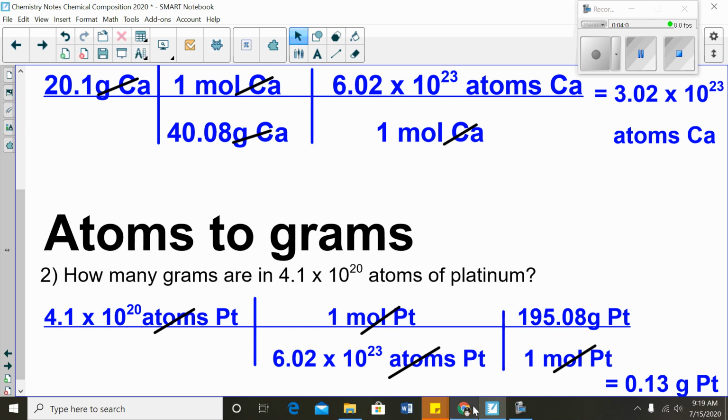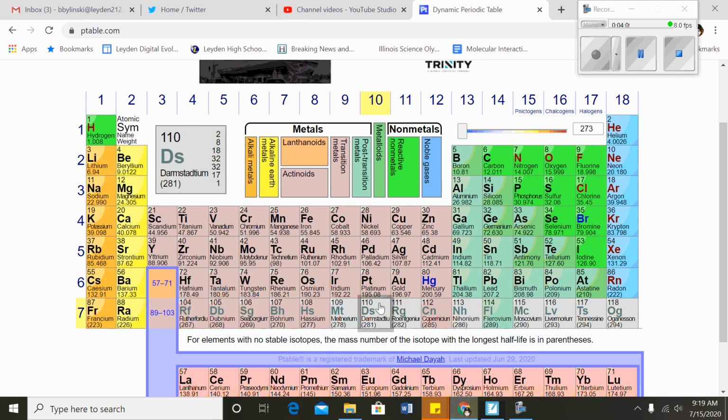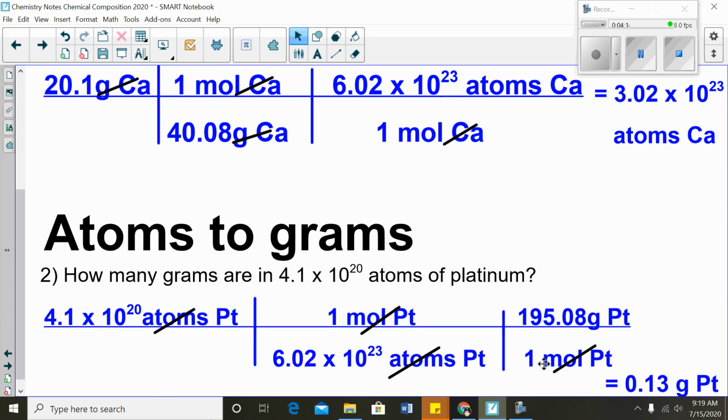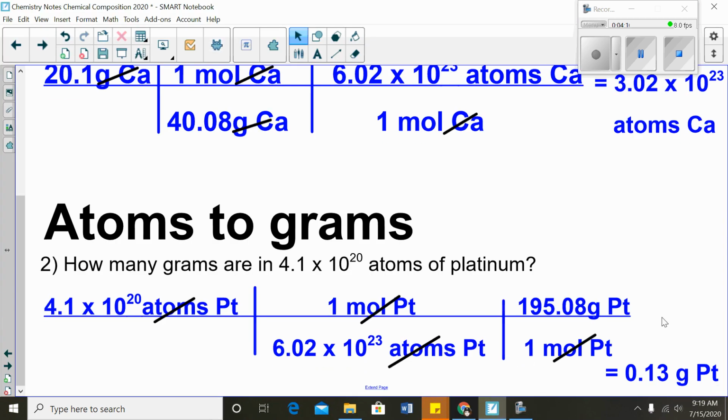So this means now you have to look up platinum on the periodic table, which is right here. It's 195.08. So that's our conversion factor. That's the molar mass. So 1 mole will be placed on the bottom, and 195.08 grams will be placed on the top. Why? Because you want the moles to cancel, and you want to be left with grams.